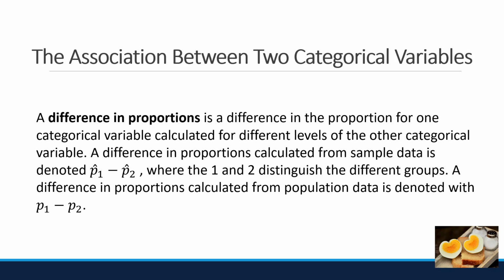Definition: a difference in proportions is a difference in the proportion for one categorical variable calculated for different levels of another categorical variable. A difference in proportions calculated from sample data is denoted as p hat 1 minus p hat 2, where the 1 and 2 distinguish the different groups. A difference in proportions calculated from population data is denoted as p1 minus p2.